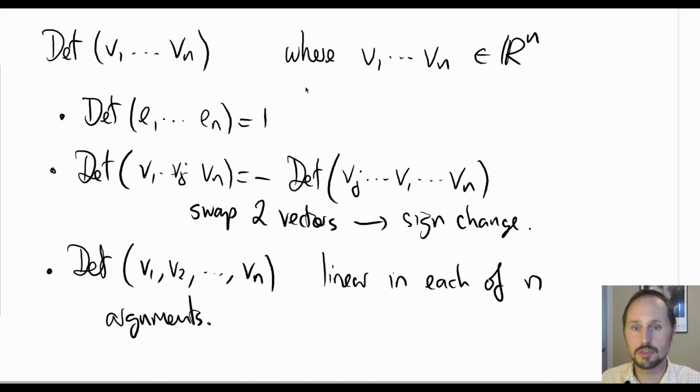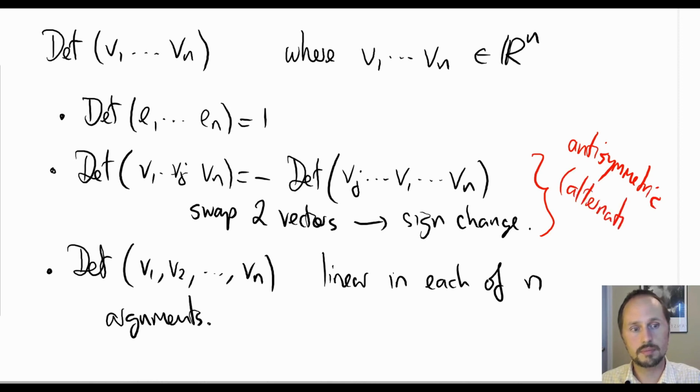Okay, and there's a name for each of these properties. Well, I guess this one: we say it's antisymmetric or alternating. And this last one is called multilinearity.